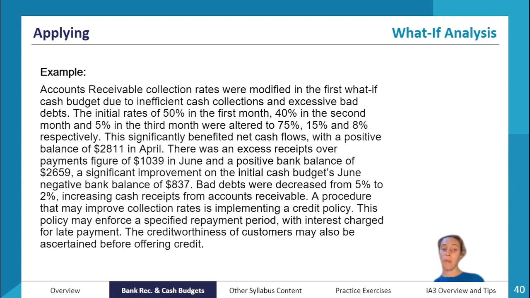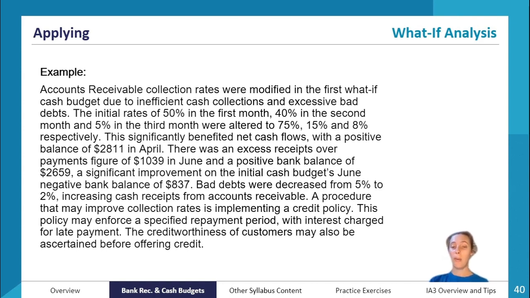So a procedure that may improve collection rates is implementing a credit policy. So we are thinking about potential things that could happen here. It's what if this could happen. So we've just modified our collection rates without that actually having happened. We haven't implemented any strategies yet.